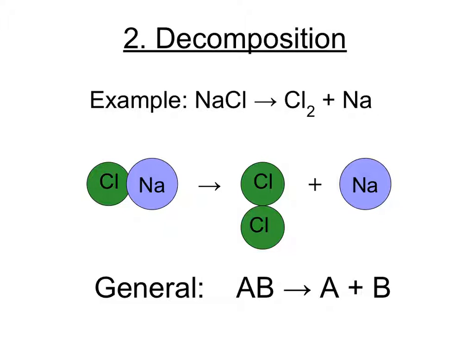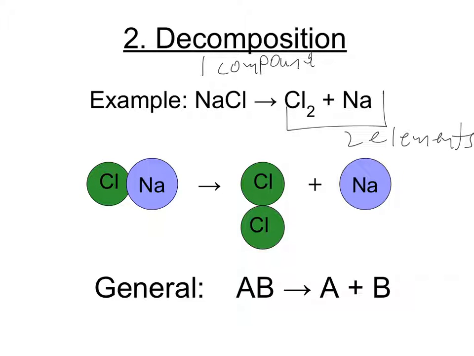Next one is a decomposition reaction. Decomposition reactions are pretty much the exact opposite of synthesis. So in synthesis, you have 2 elements making one compound. In decomposition, you have one compound breaking apart into 2 elements. Okay, so that's the exact opposite of a synthesis. Decompositions are the only reaction that only have one thing on the left side of the arrow. So if you just see one compound on the left side of the arrow, it's automatically going to be a decomposition.